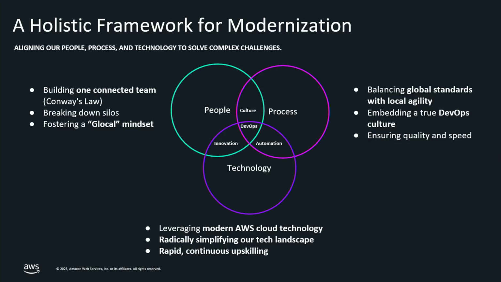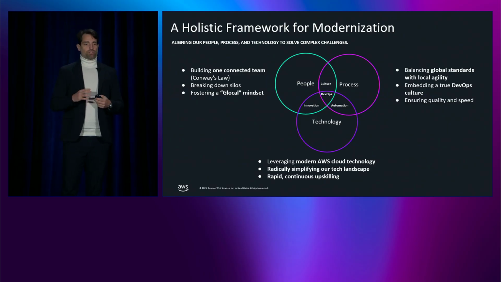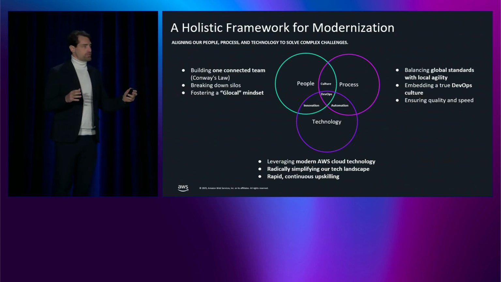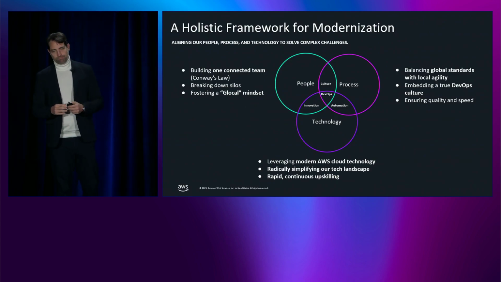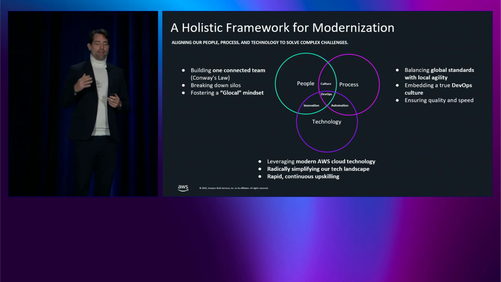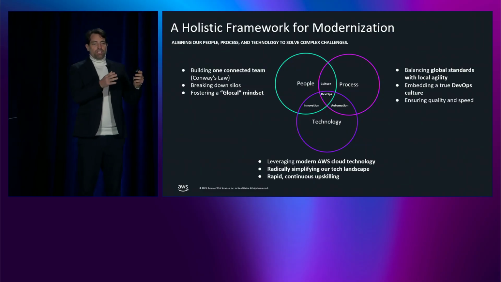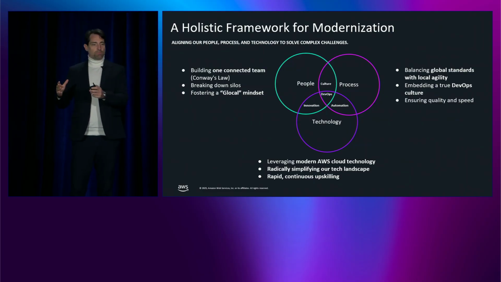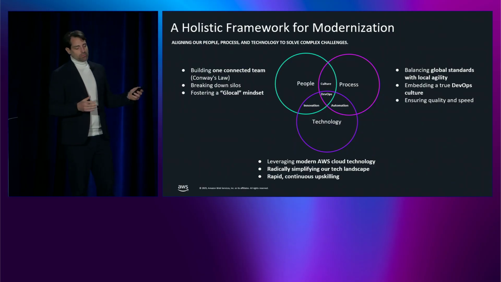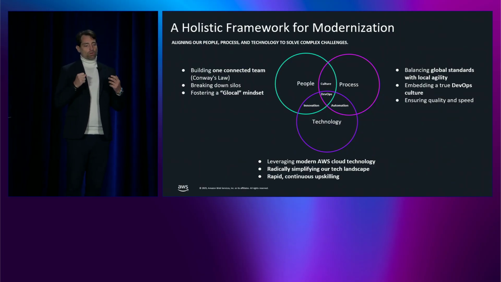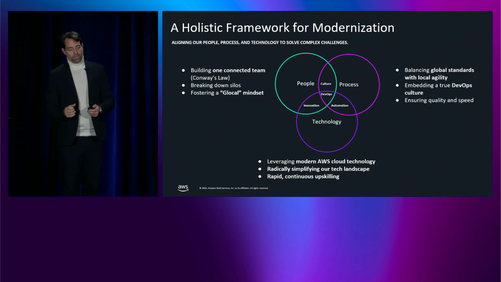So we realized to solve our data legacy problem, it cannot be solved by technology alone. So that's why we enabled a framework that looks into 3 dimensions: people, process, and technology. On the people side, we leaned in heavily on Conway's Law. Conway's Law states that your technical architecture is kind of a mirror of your organizational structure. So when your teams are disconnected, you will end up in data silos. The second aspect, we again wanted to foster a more global mindset. I wanted my teams to think globally, but act locally.